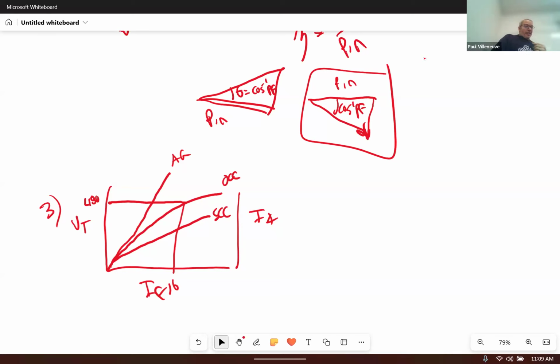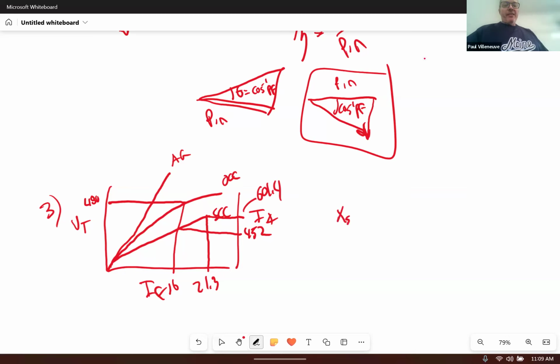And then on my short circuit data, I see that at 16 amps of field current, I get, let's just call it 452 amps over here. In addition to that, we also had a field current of 21.3, and that gave us a current over here of 601.4 amps. Right?